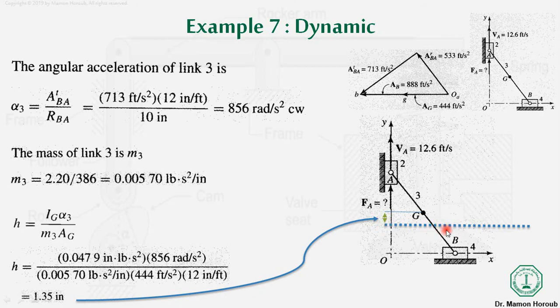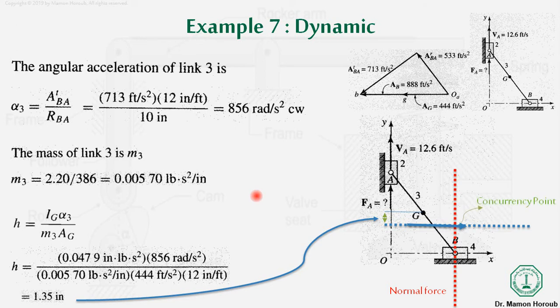Once you have H, the point of application of this force is known to you, where it will be applied. So you can see once you have H, you know that the gravitational force, that is minus MAG, will be applied in this direction. So this is the line of action of the gravitational force. Similarly, you know that the force exerted from link 4 to link 3 will be in the vertical direction.